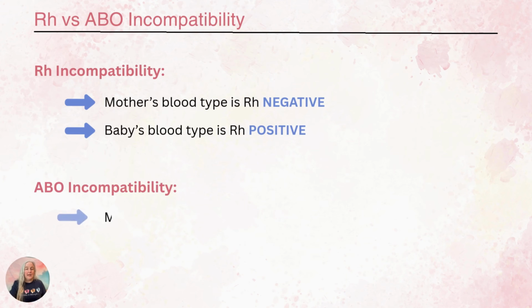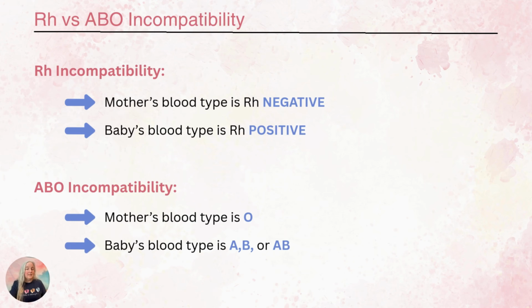With ABO incompatibility, the mother's blood type is O and the baby's blood type is A, B, or AB. With ABO incompatibility, it doesn't matter if the mother or the baby are Rh positive or Rh negative. It matters that the mother's blood type is O and the baby's blood type is anything other than O.